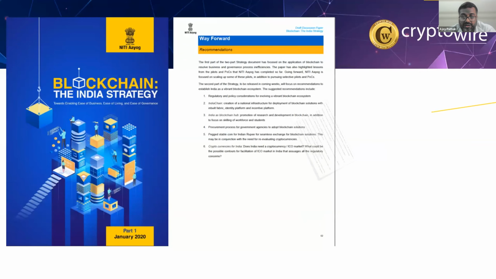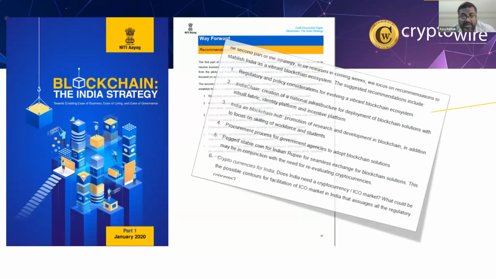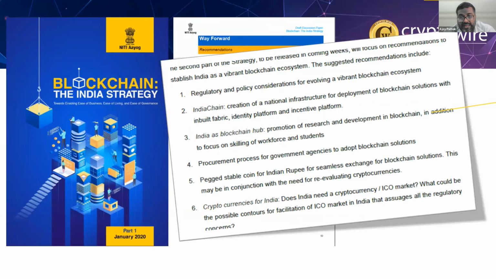I'd like to discuss the recommendations a little bit. They are suggesting to the government of India that there should be a vibrant blockchain ecosystem, and that ecosystem should be regulated, and a lot of policy considerations have to be taken so as to make it evolve into a very vibrant blockchain ecosystem. They go ahead and talk about India Chain.